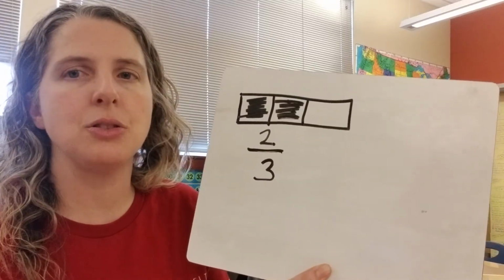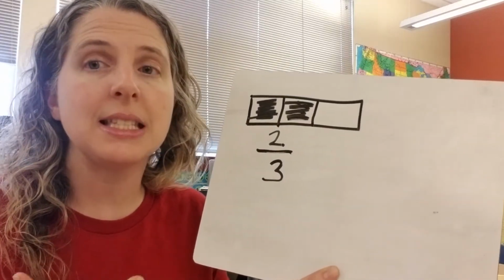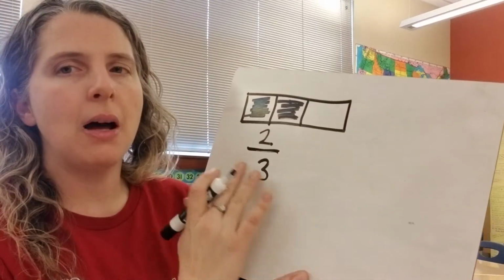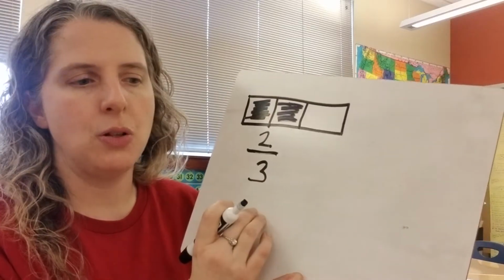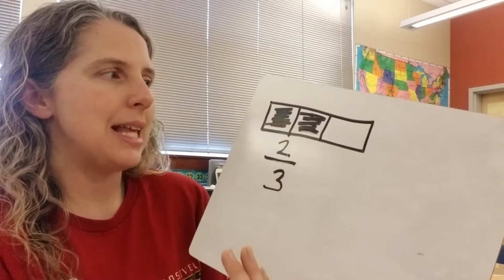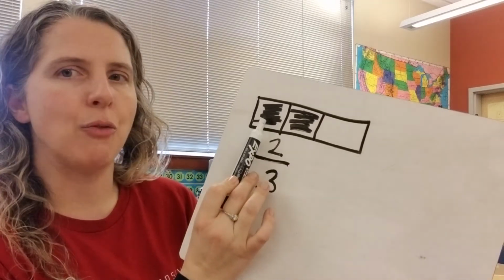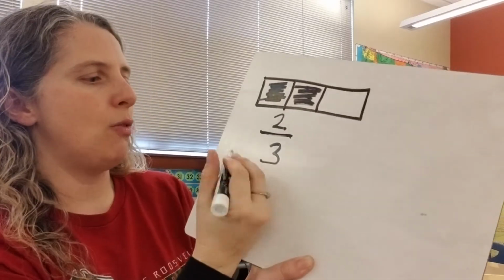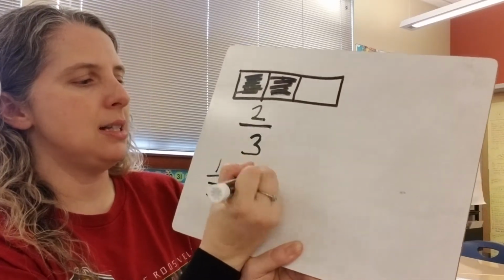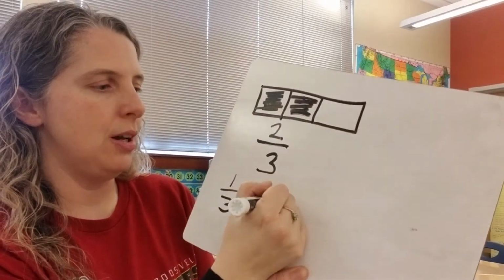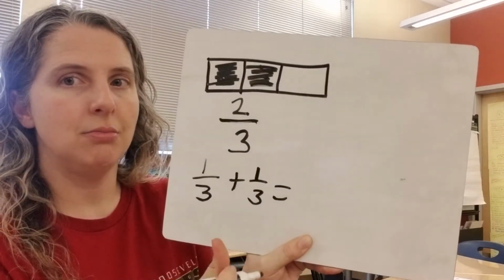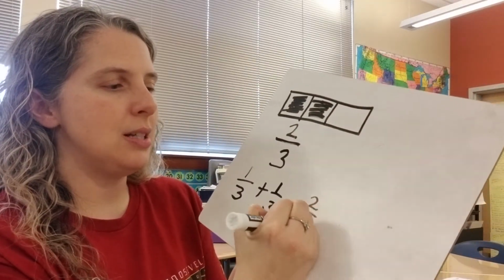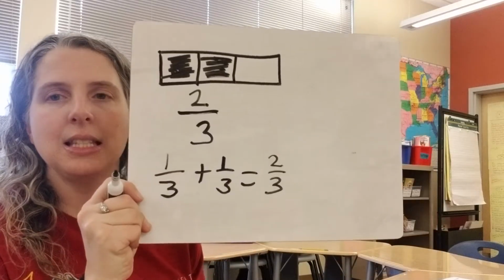So anytime it tells you to do something with the sum, it means you're going to add them. Okay, so if it says model this with the sum of unit fractions, SUM, it means add them together. So how many do I have right here? If that one wasn't there, I have 1 out of 3. So I have 1/3 plus 1/3 equals 2/3, okay?